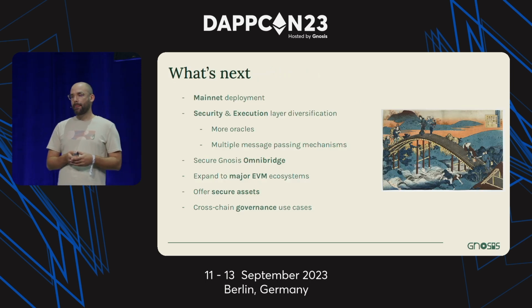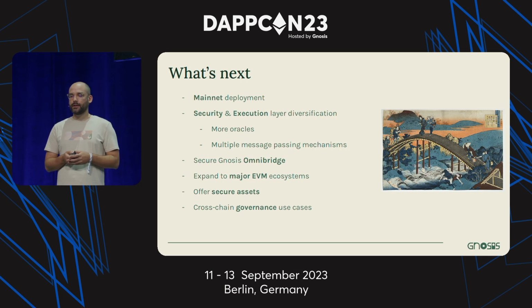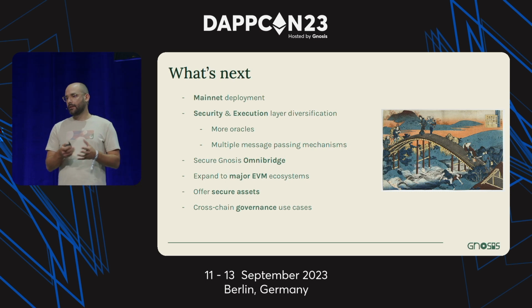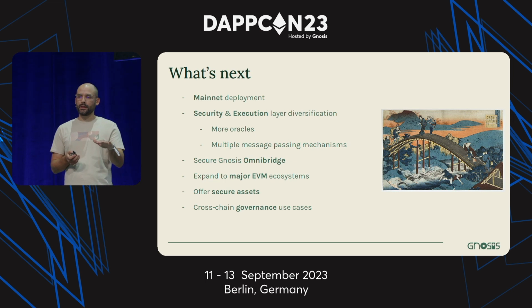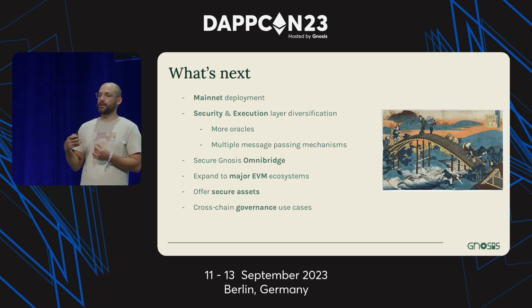What's next? Mainnet deployment. We are quite ready to deploy on mainnet. We're also growing the team and working further on that. In terms of diversification, as I mentioned multiple times, this is the main value proposition here. So we're going to keep integrating more oracles, more bridges, more implementations. Also, not only on the security level, but also on the execution, so on the message passing. Before, we focused mostly on how you bridge state, but there is also the message passing mechanism. What do you do with the state? How do you execute messages? There can be issues on that level too, so we want to have multiple implementations on that level as well.